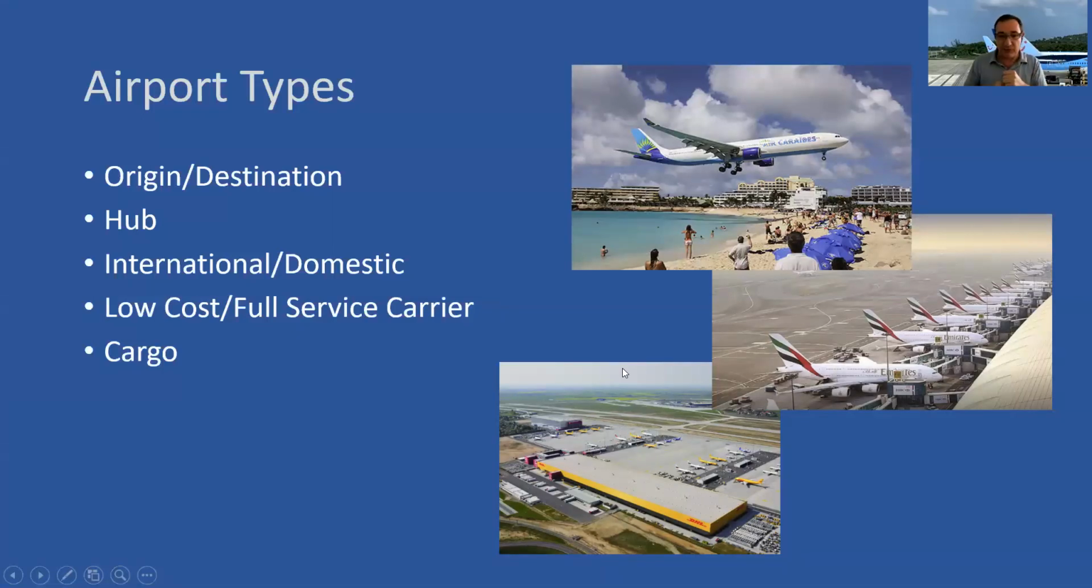Or does it make sense for you to aim to become a cargo airport? And we will see that in a moment.